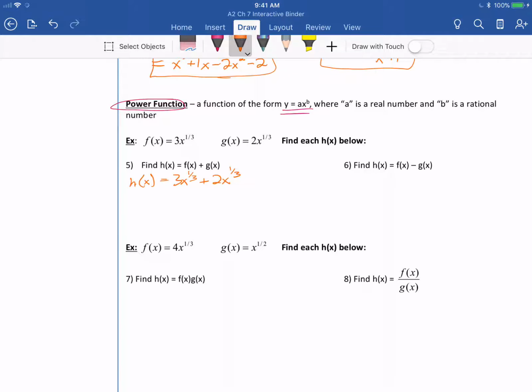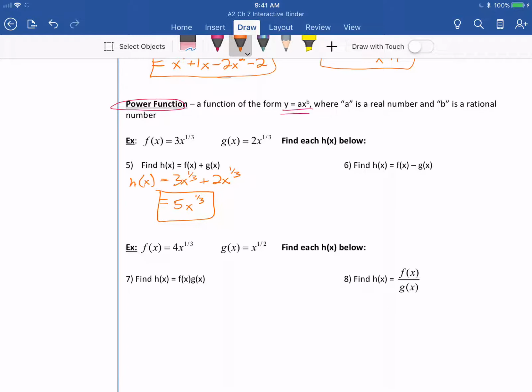All right, so now I know I can use these guys. If I have 3x to the 1/3 and I have 2x to the 1/3, then I have 5x to the 1/3. All right, add those guys together and we're done.